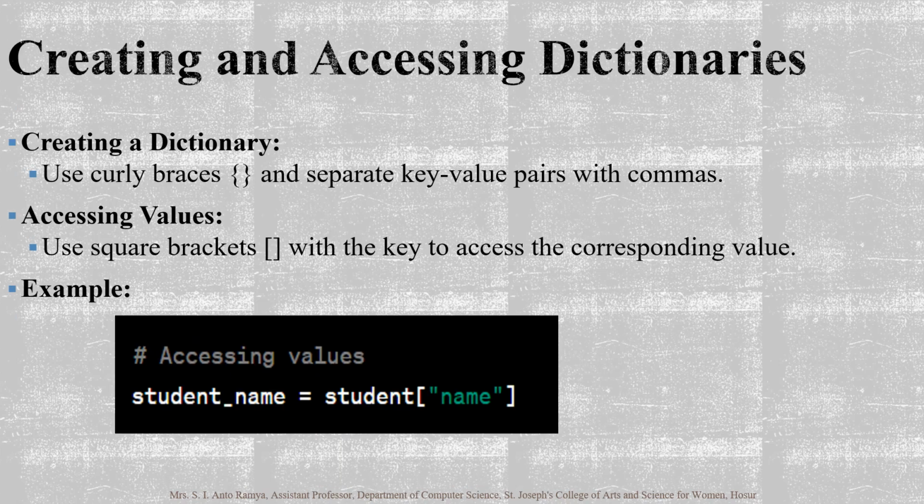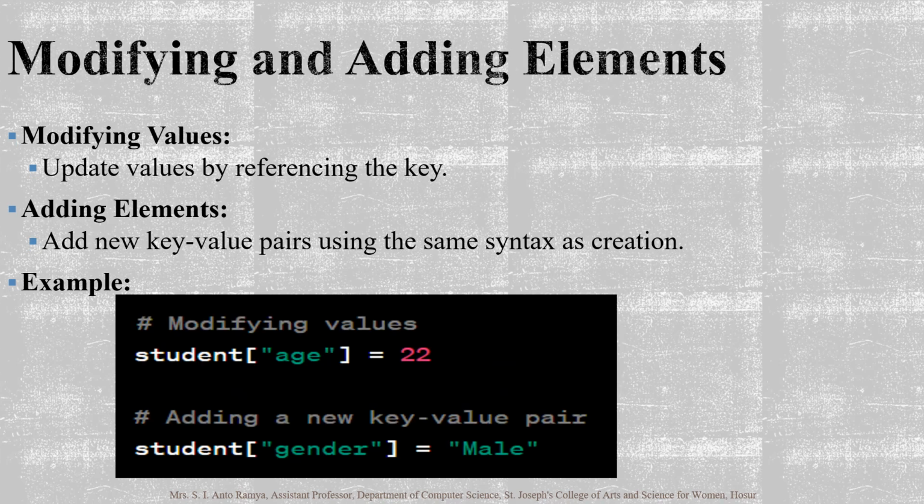Creating and accessing dictionary. So we just saw how to create a dictionary, and the dictionary will be using flower brackets or curly brackets, and it will be having values separated by commas. Accessing the value is same like we did in lists and tuples. We are going to use square brackets with the key inside the square brackets for accessing the value. See the example. Student name is equal to student of the key value. Here it is name. So we are going to get the name of the student.